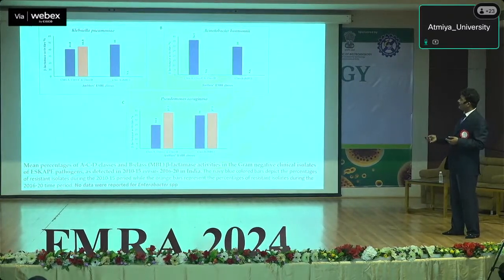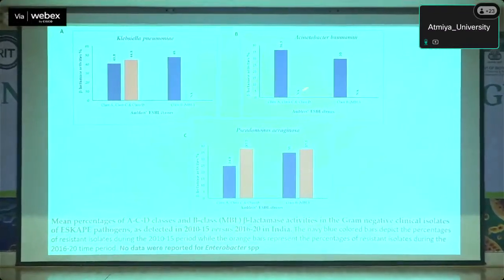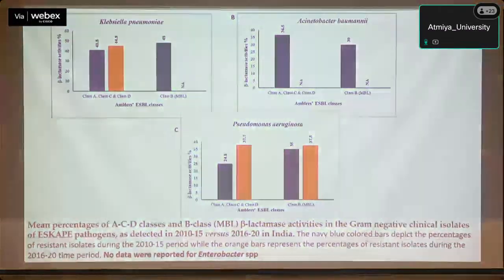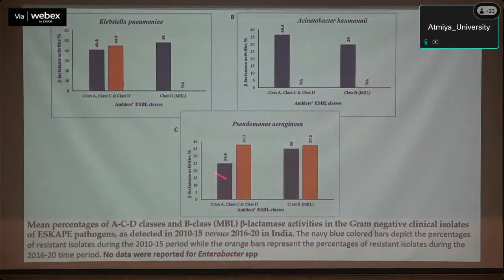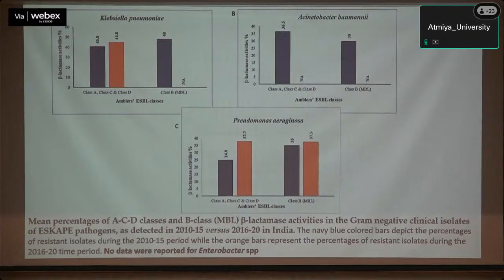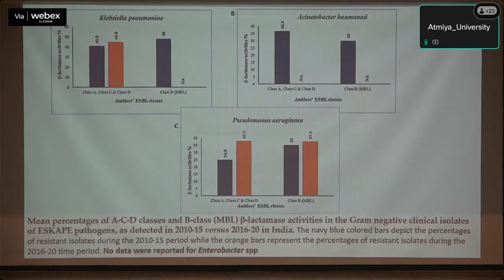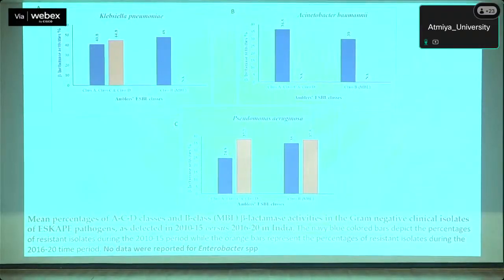Now, within the organism, you could see that in Klebsiella, there was marginal increase. In Acinetobacter, there was no increase. Rather, probably there were no reports about it. In the case of Pseudomonas aeruginosa, there was increase in class A, class C, and class D ESBLs, where the class B was marginally increased, not a big increase in the case of Pseudomonas aeruginosa.